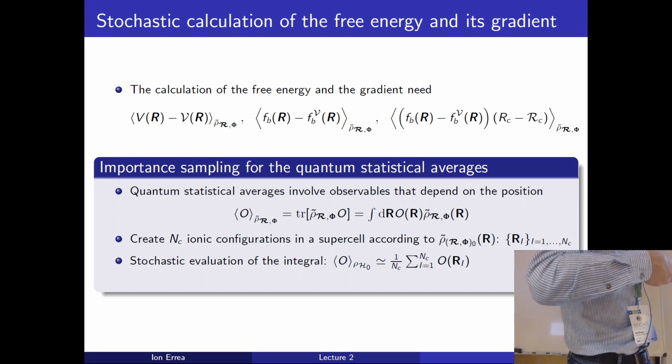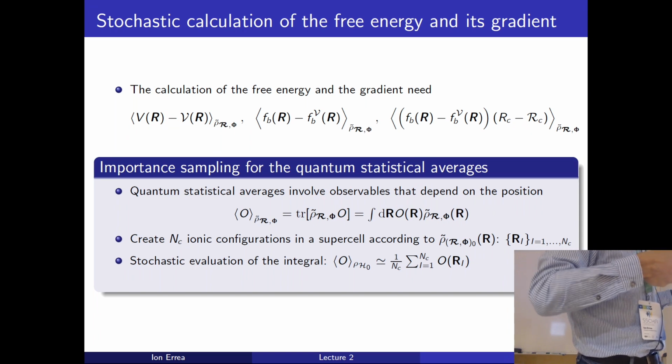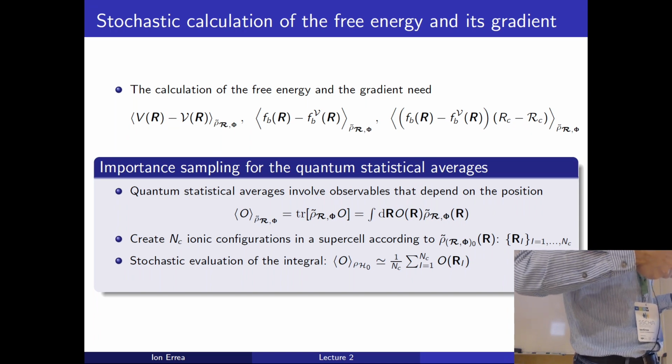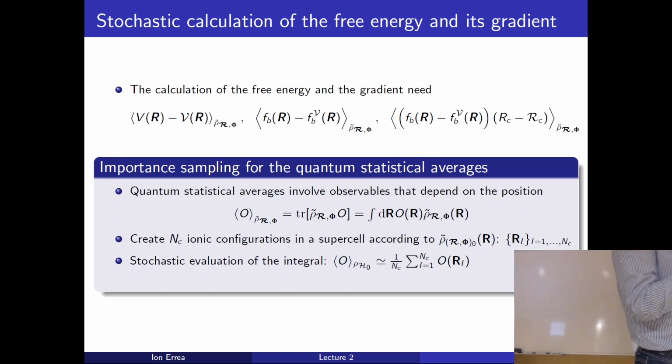So basically, we create ionic configurations in a supercell, right? According to the initial density matrix that defines our zero value, right? So we have a probability distribution function, which is a Gaussian, so we create some configurations according to that distribution, boom, a set of them, right? Let's say R_i, that goes from 1 to the number of configurations that you have created. And then what we do is basically approximate this integral with just the sum.